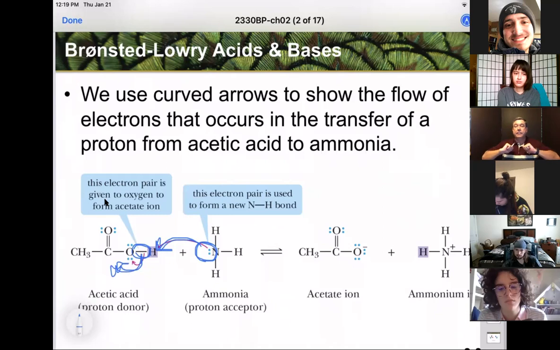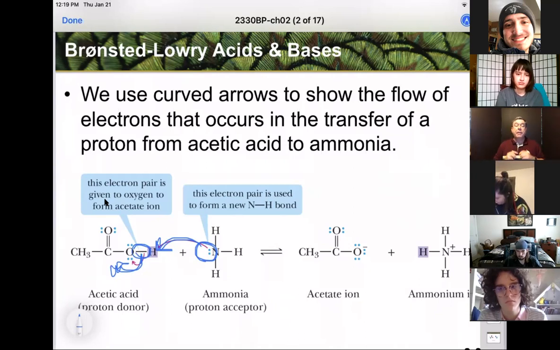Okay. Yes, there's a question. Do you have to transfer the pair of electrons from the nitrogen to the hydrogen first before you can transfer? It happens all at once. It's a bond forming and bond breaking reaction.